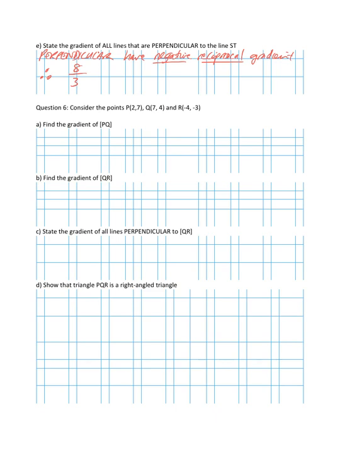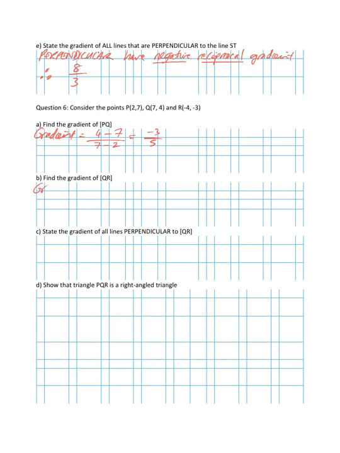Consider the points P (2, 7), Q (7, 4), and R (-4, -3). Find the gradient of PQ. So we used the gradient formula already. Gradient is equal to y2 take y1 over x2 take x1. 4 take 7 over 7 take 2. It's going to be -3 on 5.